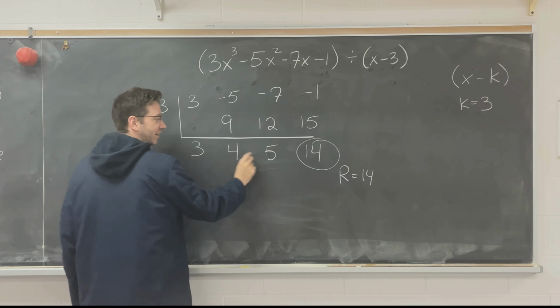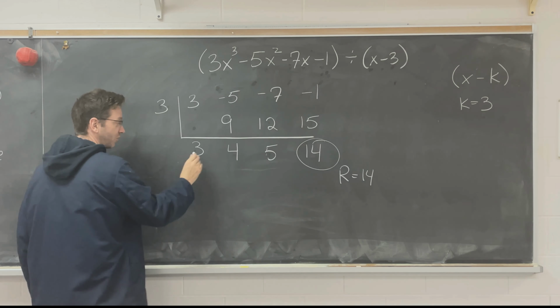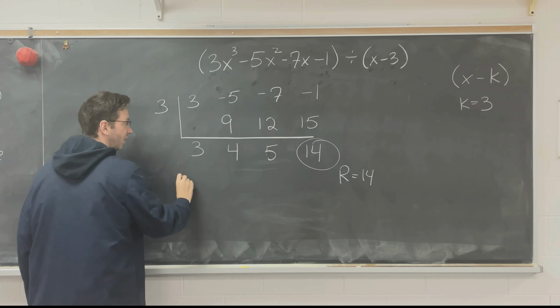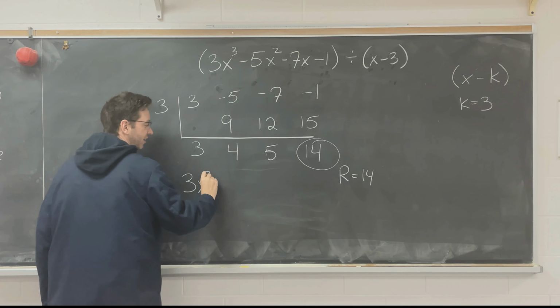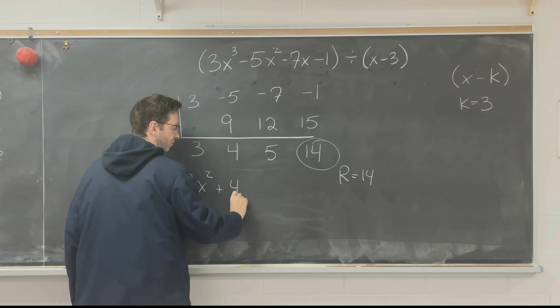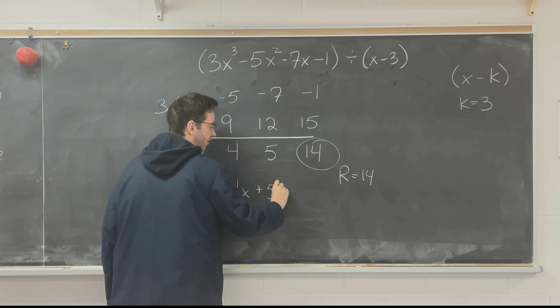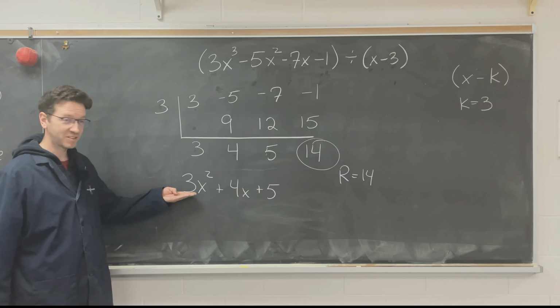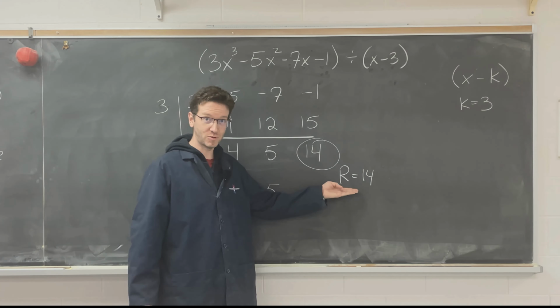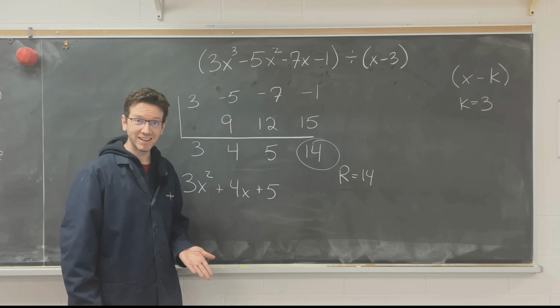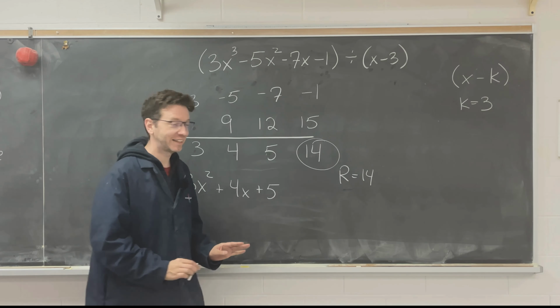And what we have here is our quotient. So these are the coefficients in order. We have 3x squared plus 4x plus 5. So there's our answer with remainder 14. Not so bad. Let's try one more, make sure we got it.